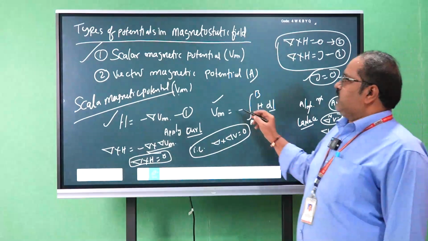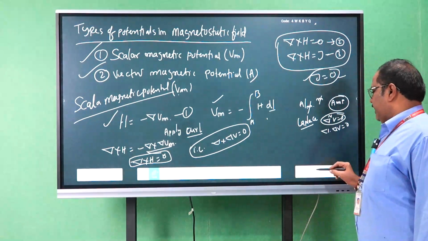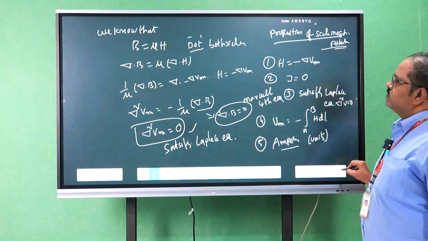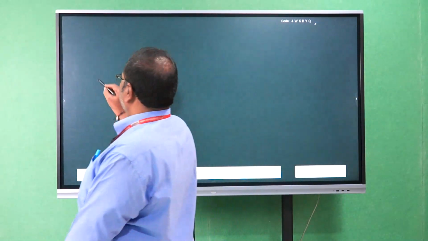Next one is the vector magnetic potential A. This next heading is vector magnetic potential.